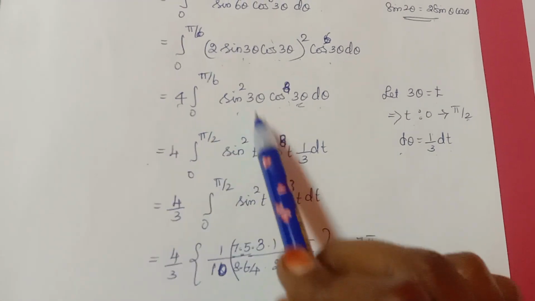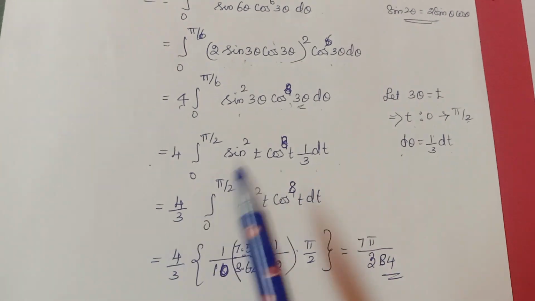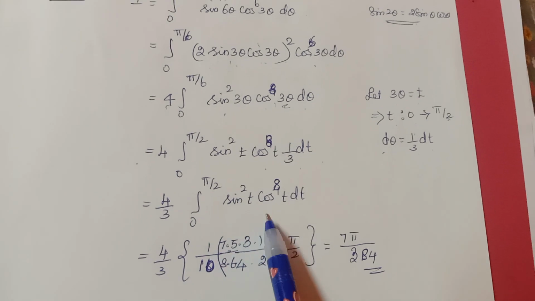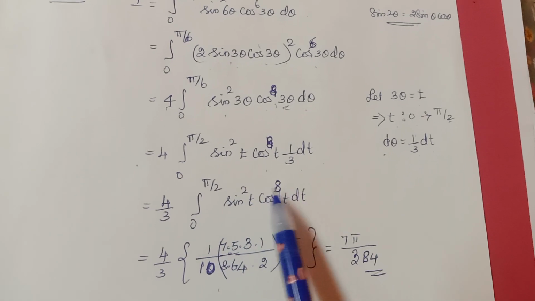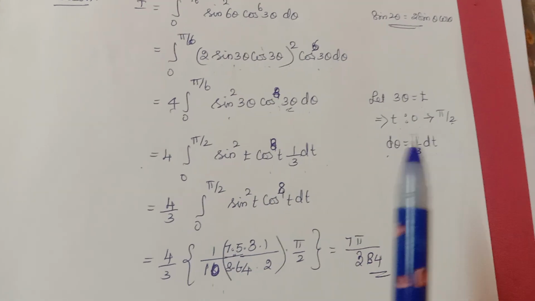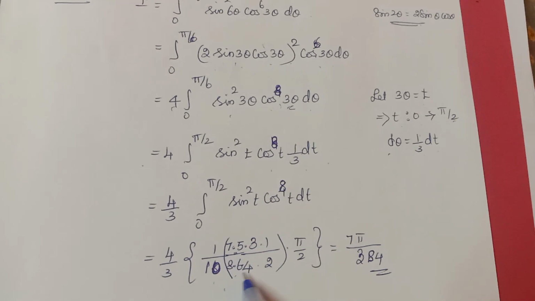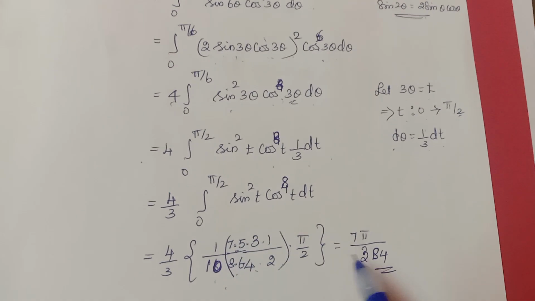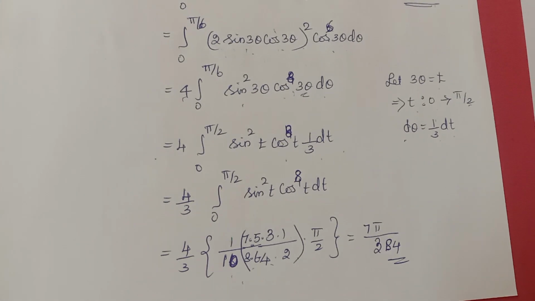So the integral 0 to pi by 2 of sin square t cos power 8 t into 1 by 3 dt. You take 1 by 3 outside. It's simply sin square t into cos power 8 t dt. Now we apply the reduction formula. Both are even integers. For this 2, 1 by 2 plus 8, what? 10. That's all. And then for this 8, what? 7531 by 8642 into pi by 2. So the final answer is 7 pi by 384. Okay, that's all. Thank you.